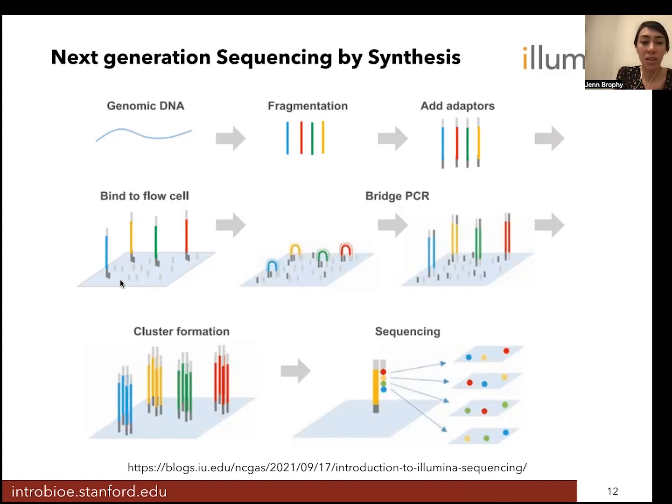And what they're going to do is allow you to bind your pieces of genomic DNA to what's called a flow cell. This is a little chip that basically has tiny pieces of DNA already stuck onto it. Those tiny pieces of DNA are complementary to your adapter sequences of DNA. So those little adapters allow you to stick pieces of genomic DNA onto the chip. And then you do something called bridge PCR, where what you're really trying to do is get clusters of DNA that's all identical right next to each other.